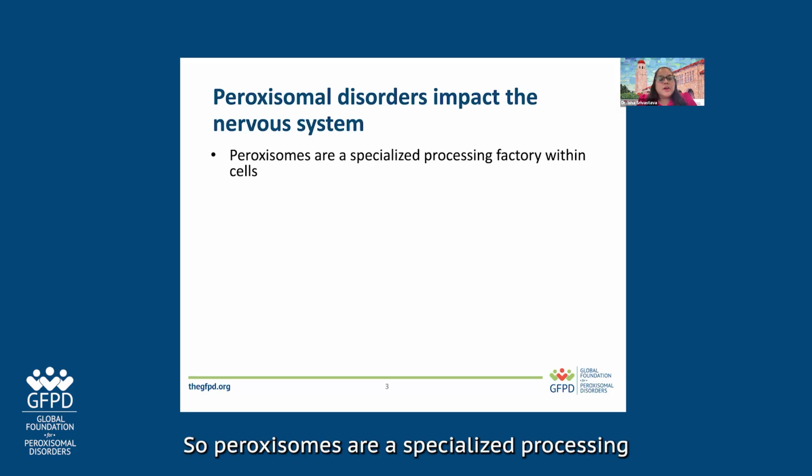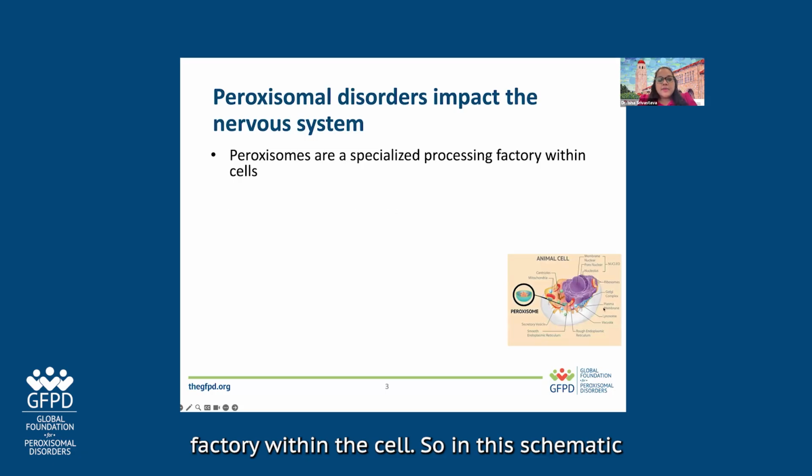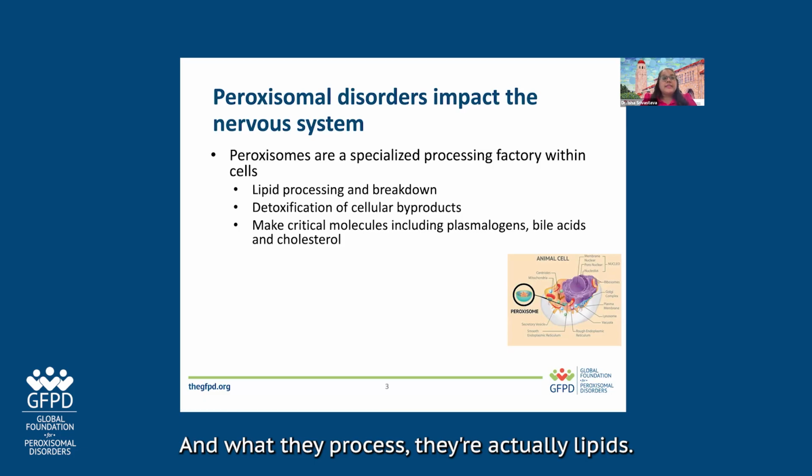So peroxisomes are a specialized processing factory within the cell. In this schematic here, you can see a cell with all the different components, and peroxisomes are one organelle, or one part of the cell. And what they process are actually lipids. So they're responsible for breaking down these lipids, and in that process, they can also take care of and detoxify products like hydrogen peroxide that are produced during this metabolic process.